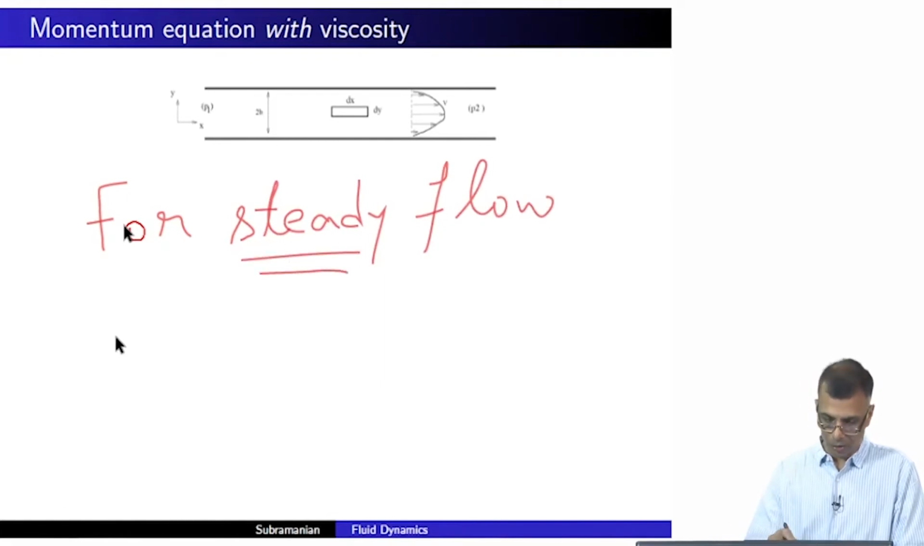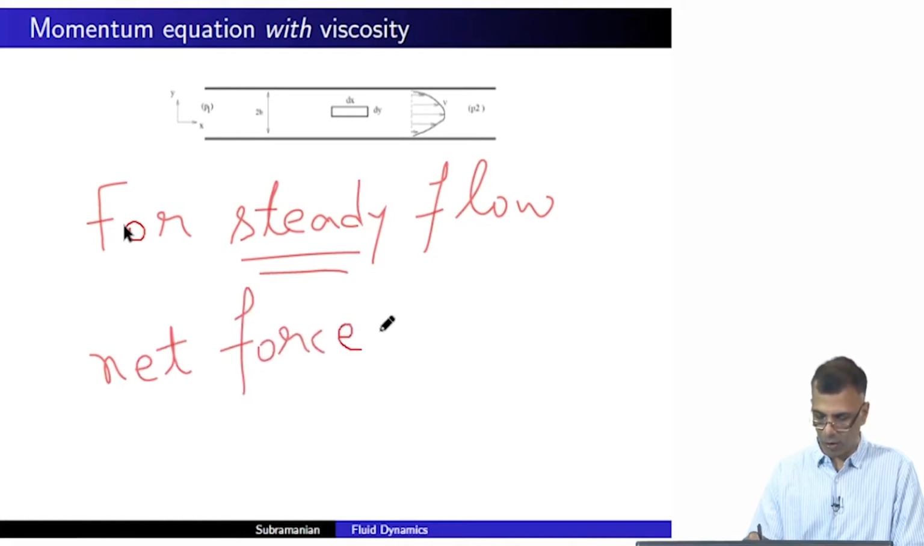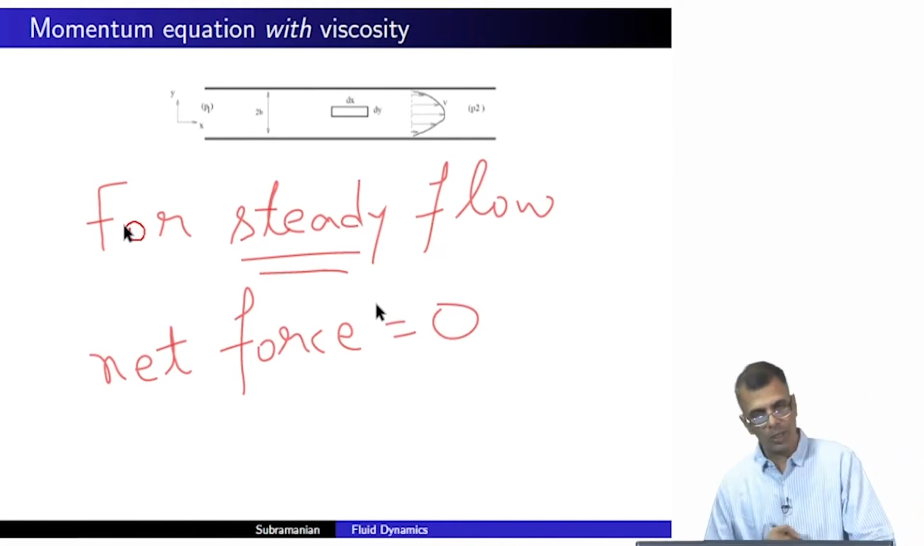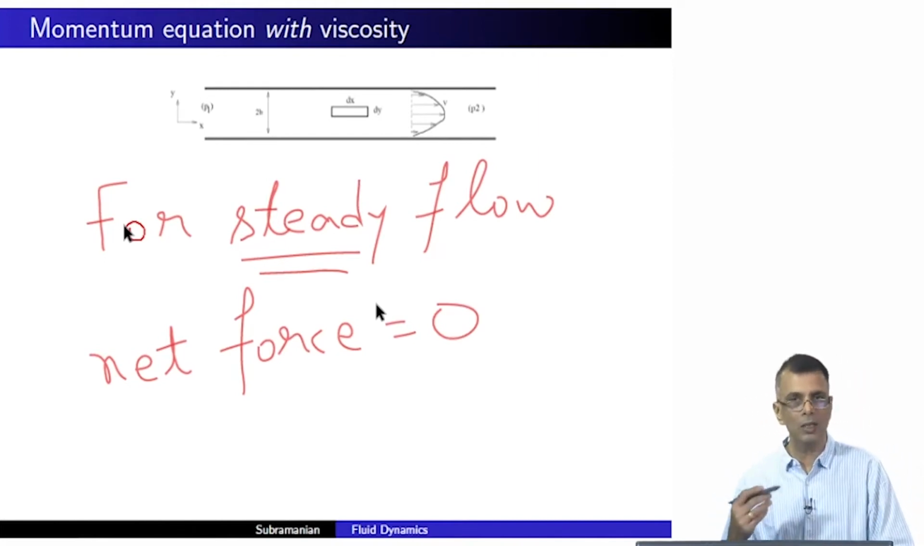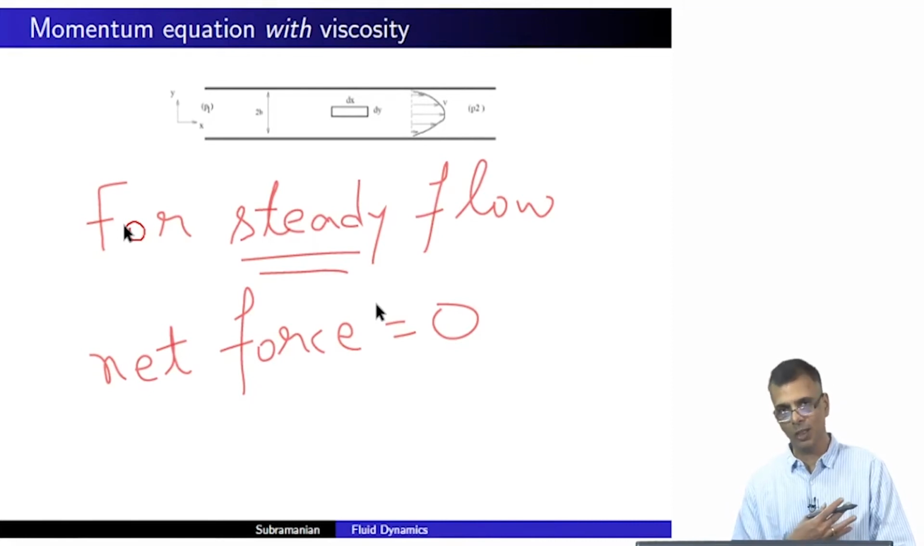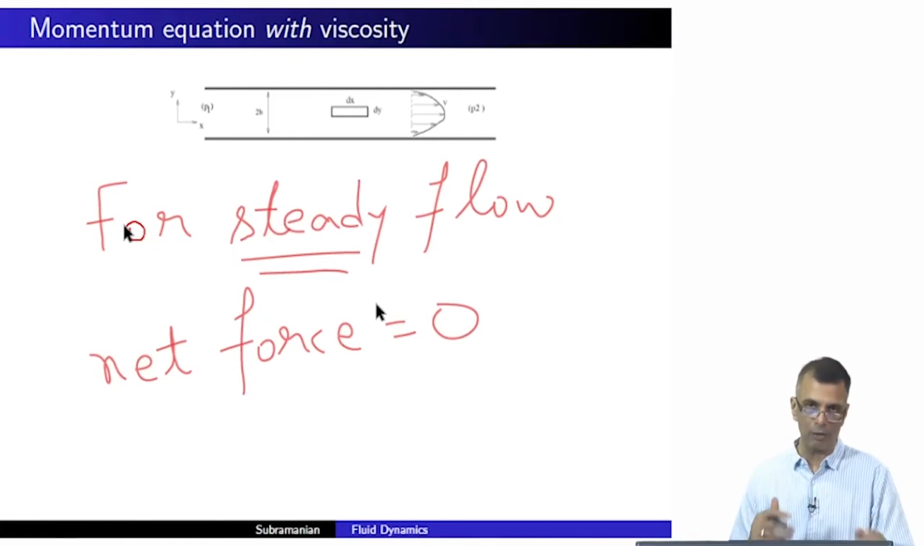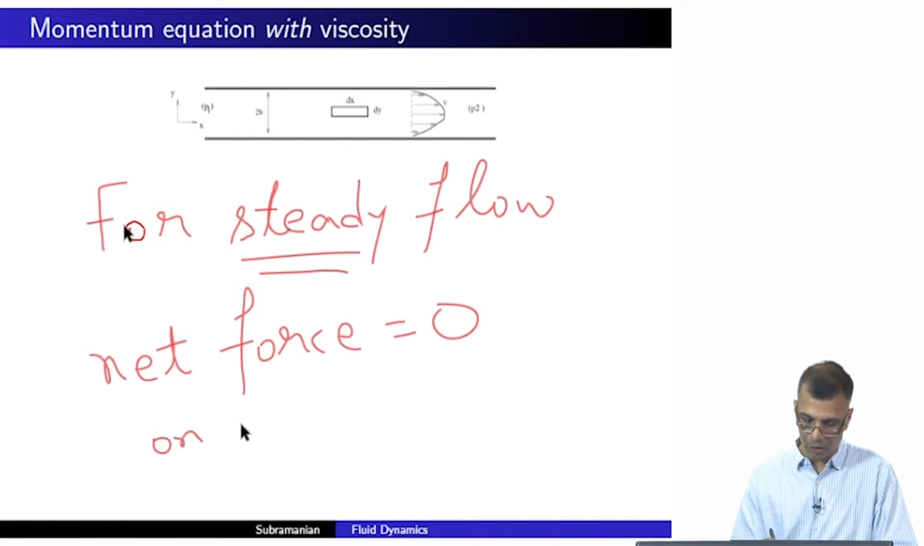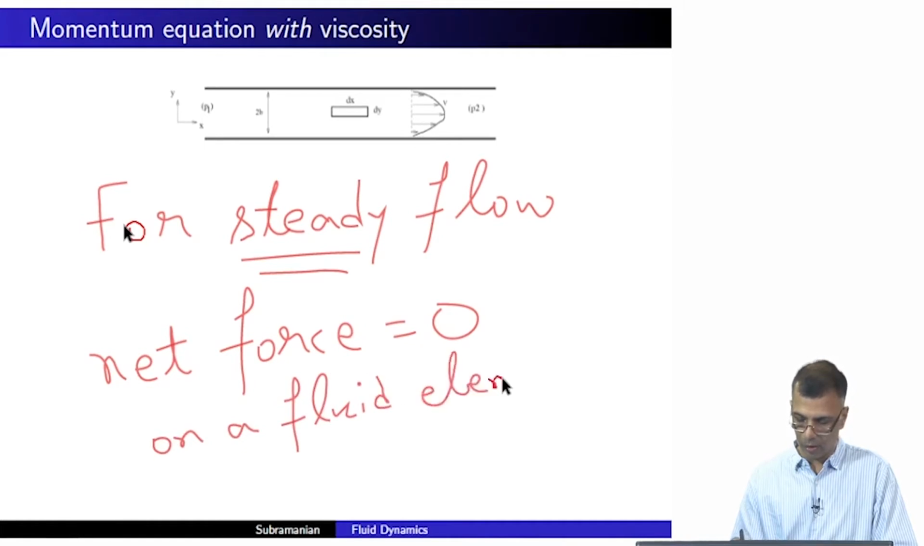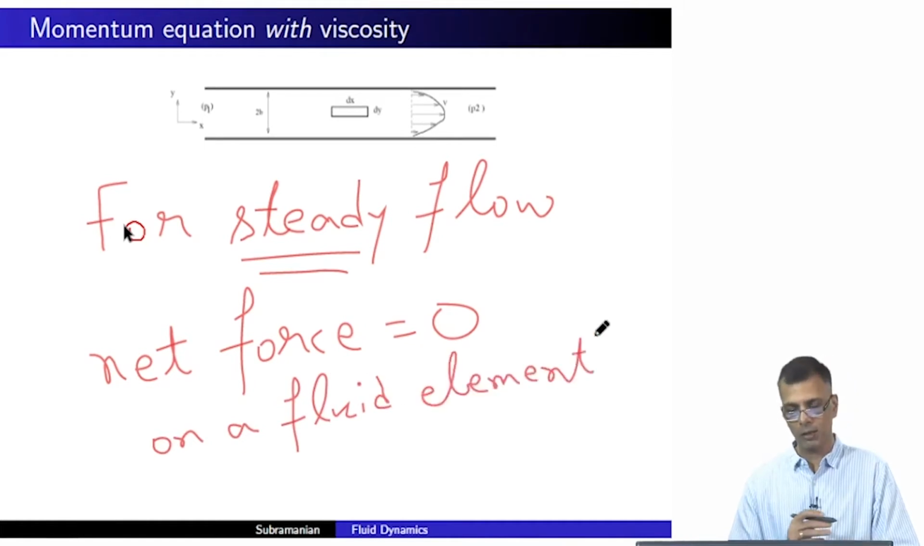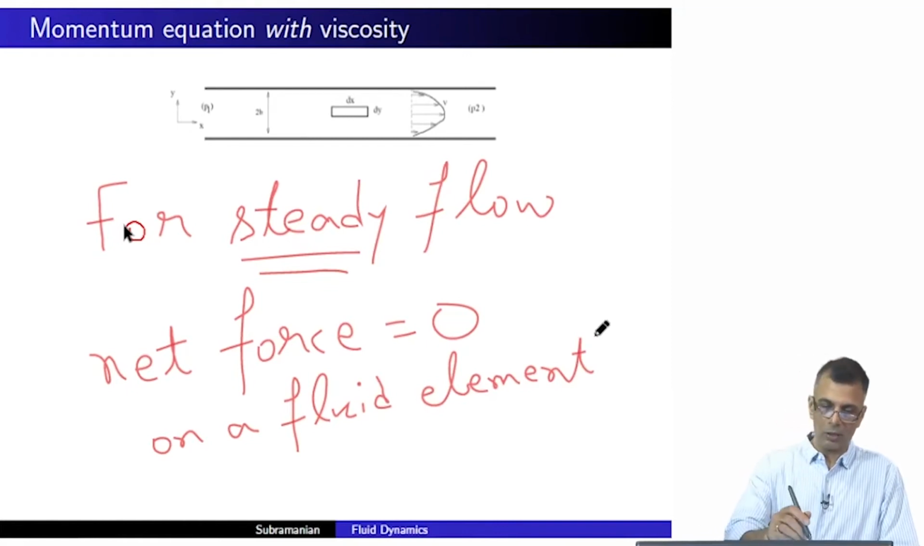for steady flow, the net force equals 0 by definition. And by steady, I don't mean non-turbulent or anything. I mean a flow which is not accelerating, which is just flowing at a constant velocity. The net force on a fluid element, of course. When I say net force, I mean net force on a fluid element, right? This is equal to 0. This is intuitively obvious.